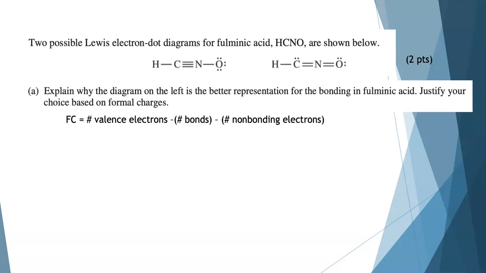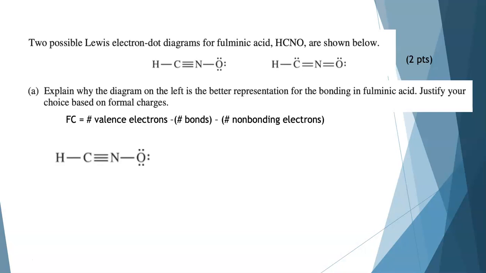To calculate formal charge, we start with the number of valence electrons for an isolated neutral atom of that element. We subtract the number of bonds, which is the number of lines attached to it. And then we subtract the number of non-bonding electrons, which is the number of dots attached to it. So we're going to do this for each atom in both molecules. We'll start with the left-hand molecule.